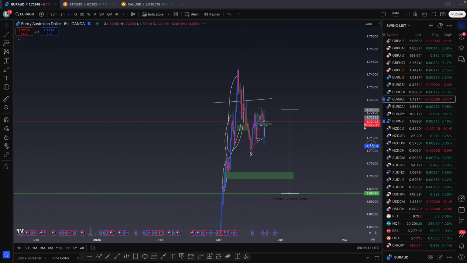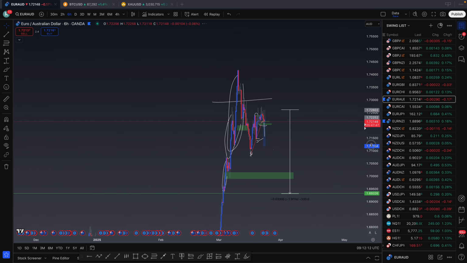Now on top of all this, we just created a 3 drives pattern through to the upside. 1, 2, and 3 right here into this 1.73 psychological level. So we just drove 3 times through to the upside into a psychological level, expecting a retracement, or let's say a down movement, at least into the beginning of the drive, which is right here.